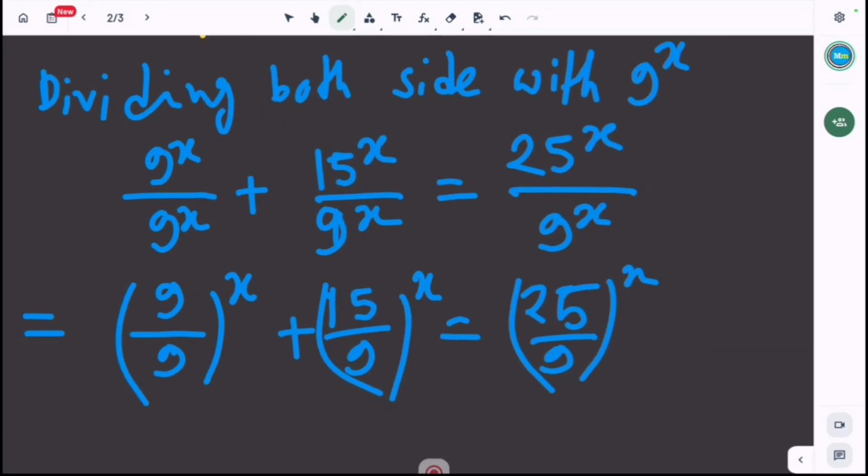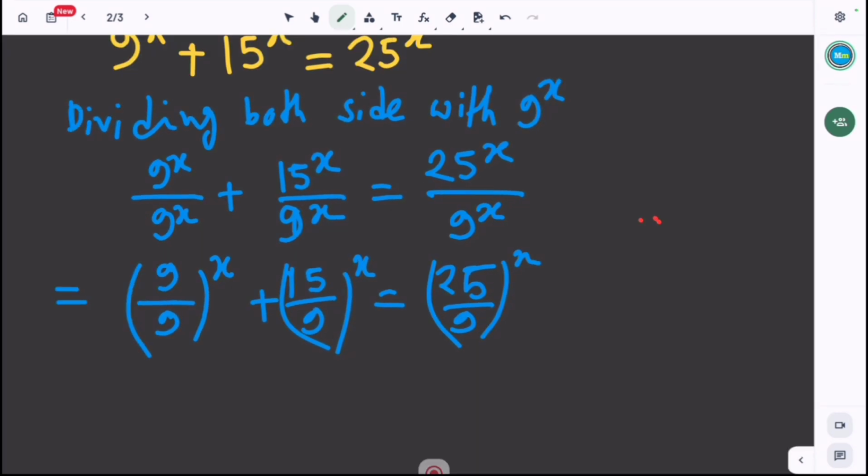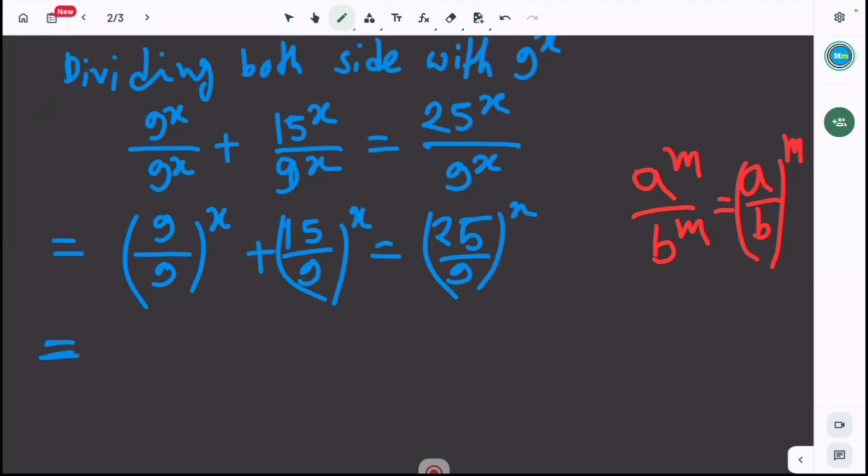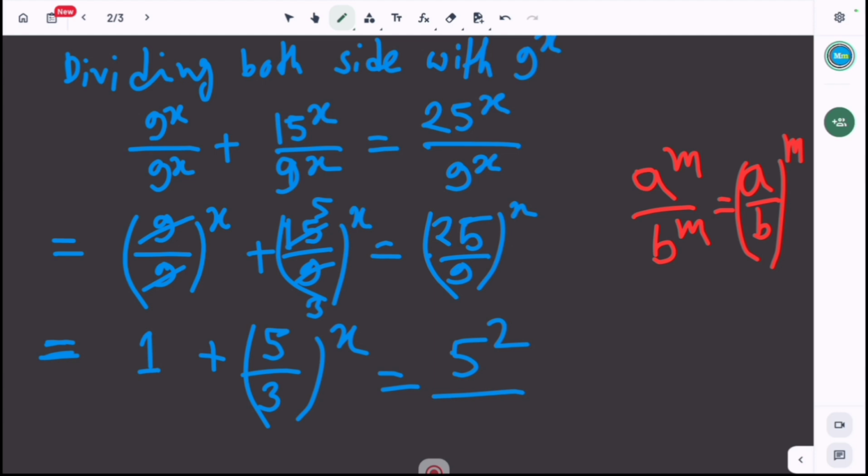That happened because of this formula: a to the power m by b to the power m equals (a by b) whole to the power m. So 9 and 9 cancel, it's 1, and 15 by 9 is 5 by 3, so plus (5 by 3) whole to the power x, and 25 can be written as 5 square and 9 can be written as 3 square, whole to the power x.